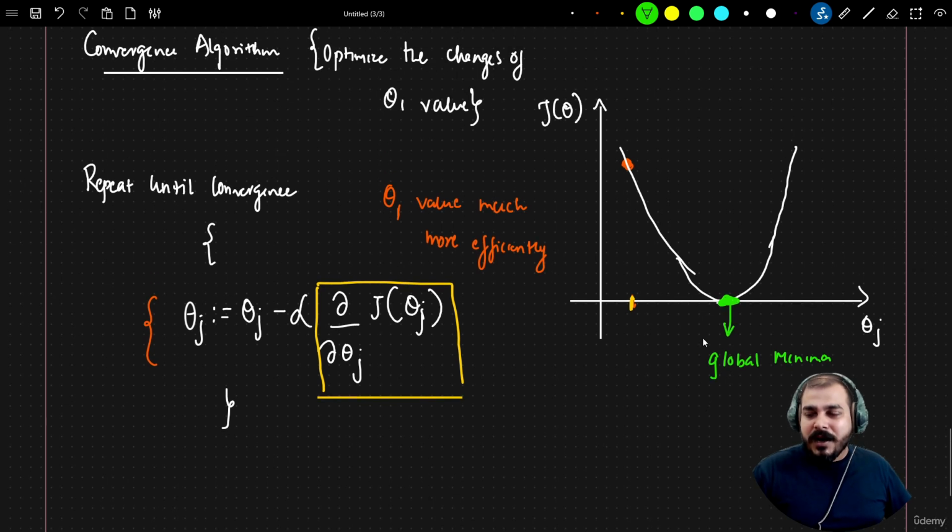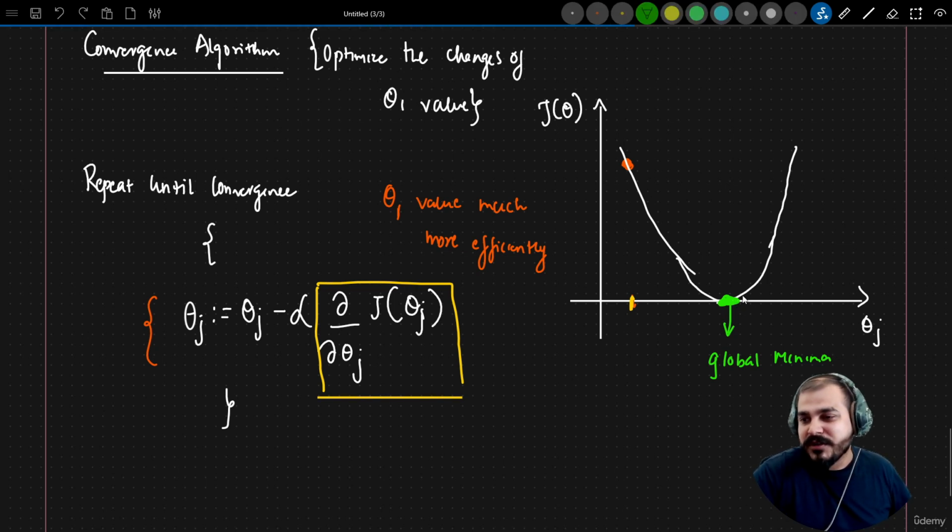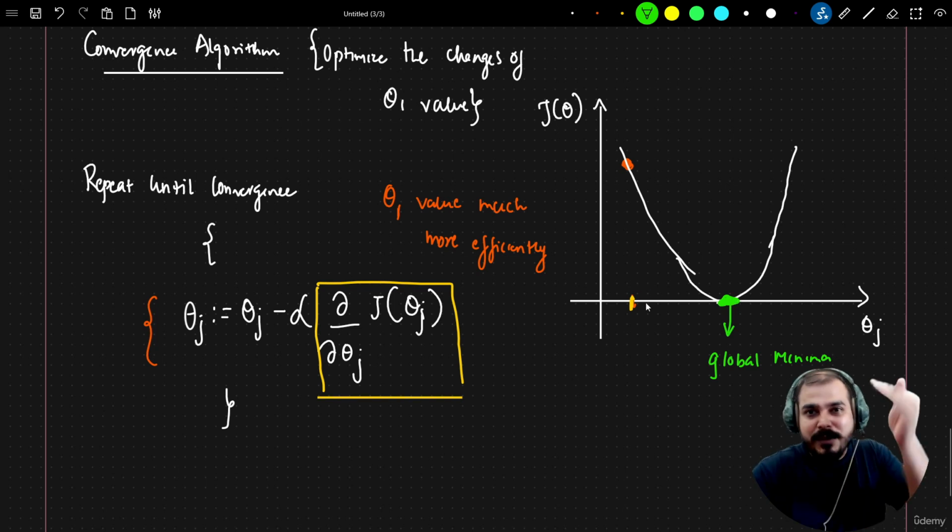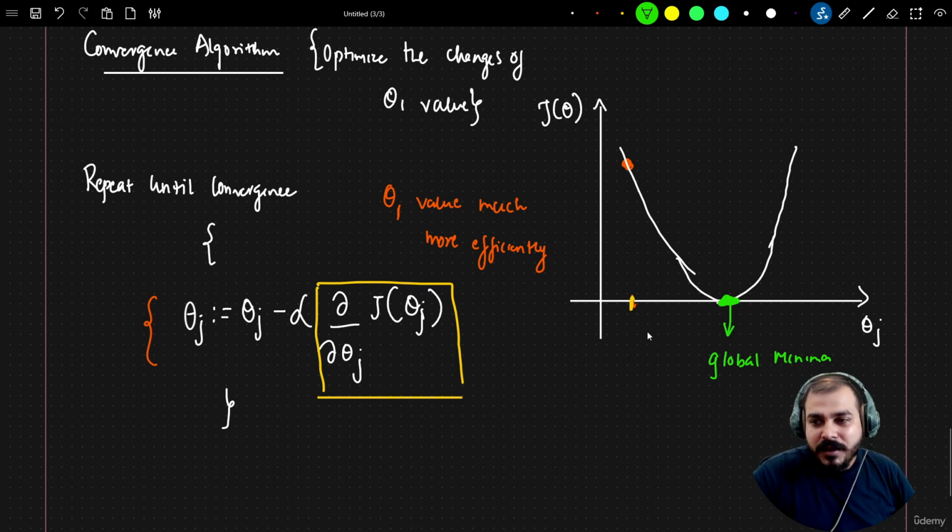Now, initially my theta value got initialized at this particular point. I got J of theta, but I have to make sure that I come to this specific one. My J of theta should come to this point so that my cost will basically minimize, right? Now, how do I make the changes to theta j such that my J of theta will come over here? That we are going to look at.